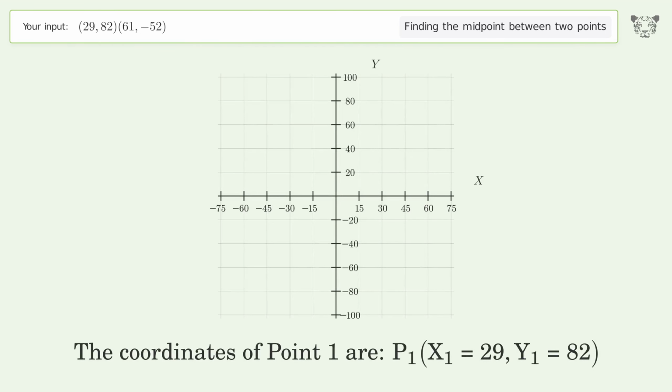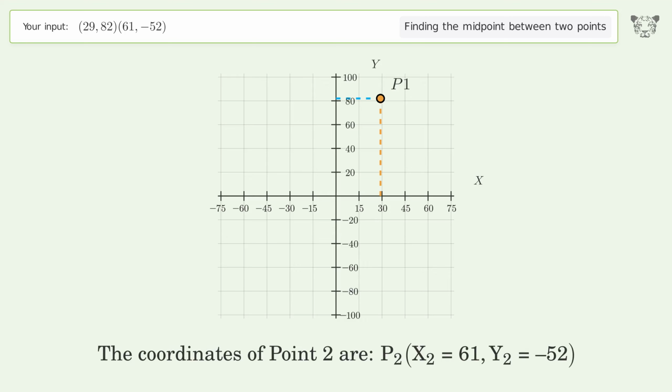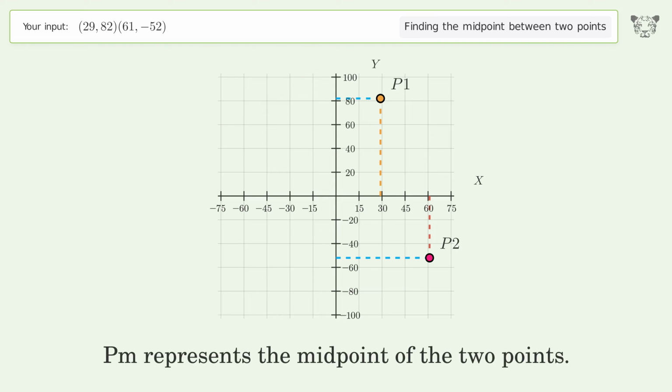The coordinates of point 1 are x1 equals 29, y1 equals 82. The coordinates of point 2 are x2 equals 61, y2 equals negative 52. PM represents the midpoint of the 2 points.